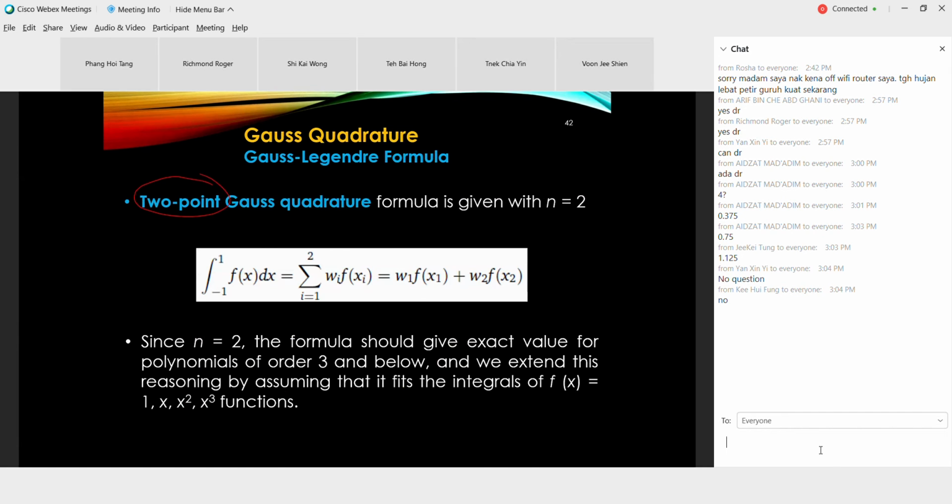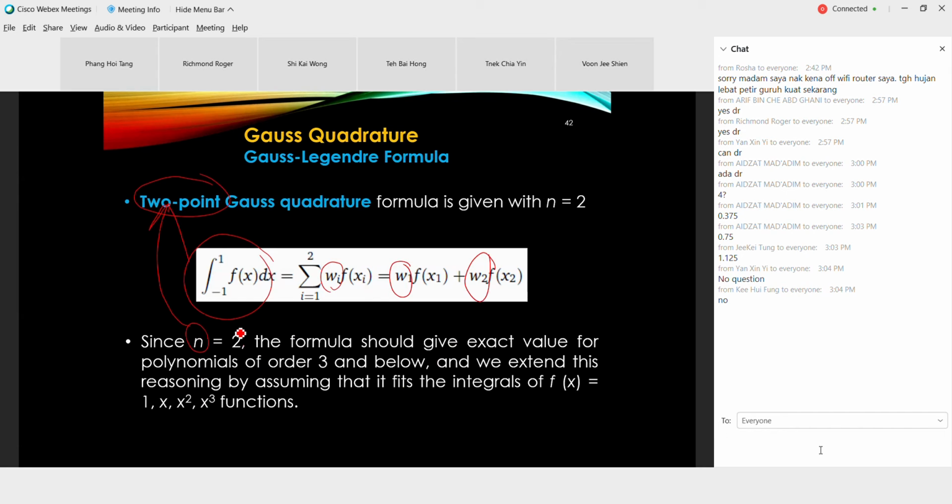After you transform to the integral from -1 to 1, 2 point means you must multiply with the weightage 2 times, so weightage 1 and weightage 2. If you have 3 points, your weightage count is 3. If you have 4 points, it is 4, and so on. Since n equals 2, it reflects 2 points. N equal to 3 means 3 points.